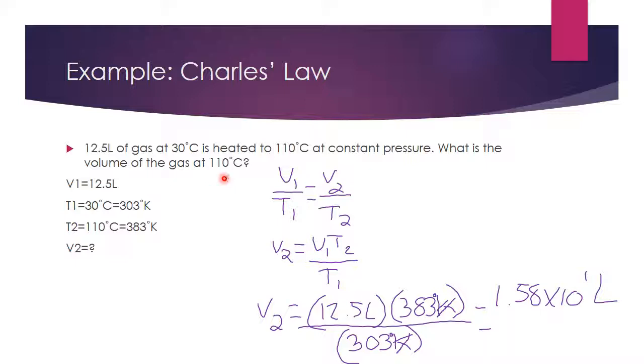So the equation is V1 divided by T1 equals V2 divided by T2. So V2 equals V1 times T2 divided by T1. And then all you do here is plug in your values. So V2 equals 12.5 liters times 383 degrees Kelvin divided by 303 degrees Kelvin. So the kelvins cancel out, and the answer is 1.58 times 10 to the first liters. And you want to make sure that you also express this answer in scientific notation.